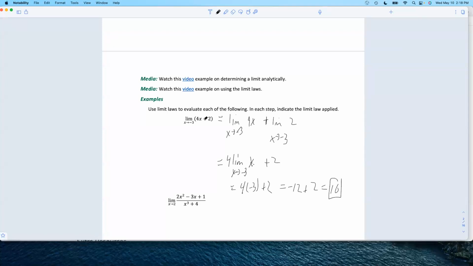Now I want you to notice, at the end of the day, what did I actually just end up doing? I ended up just plugging in -3 for x. I went through all this work to get there, but that's all I really did, was just plug it in. Oh, and I think that's -10 there, isn't it? Yeah.